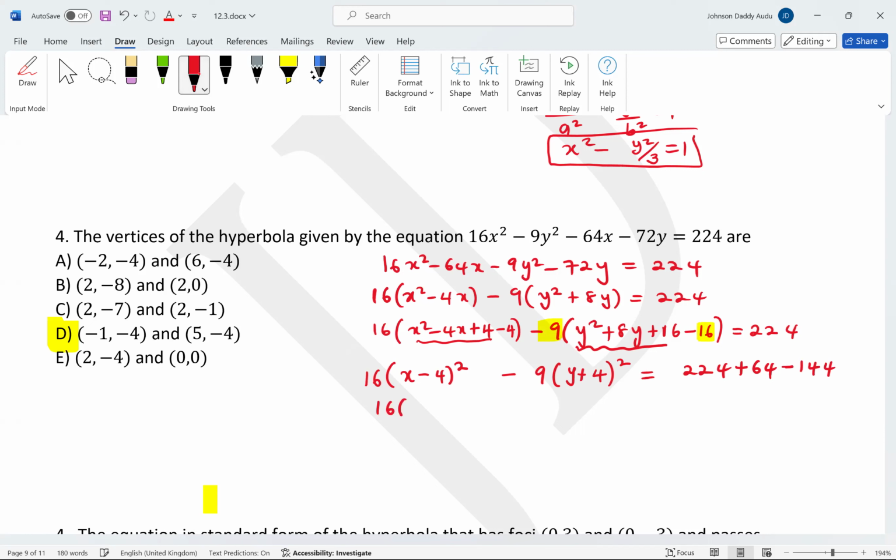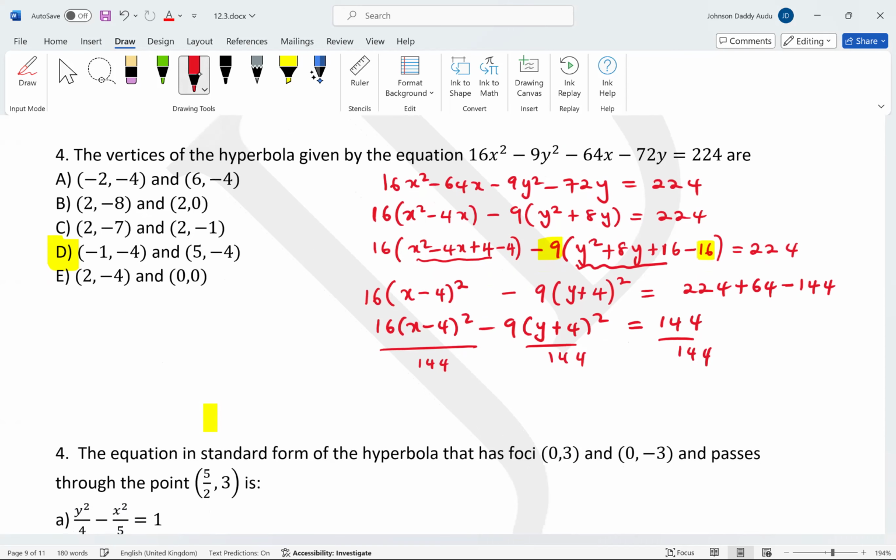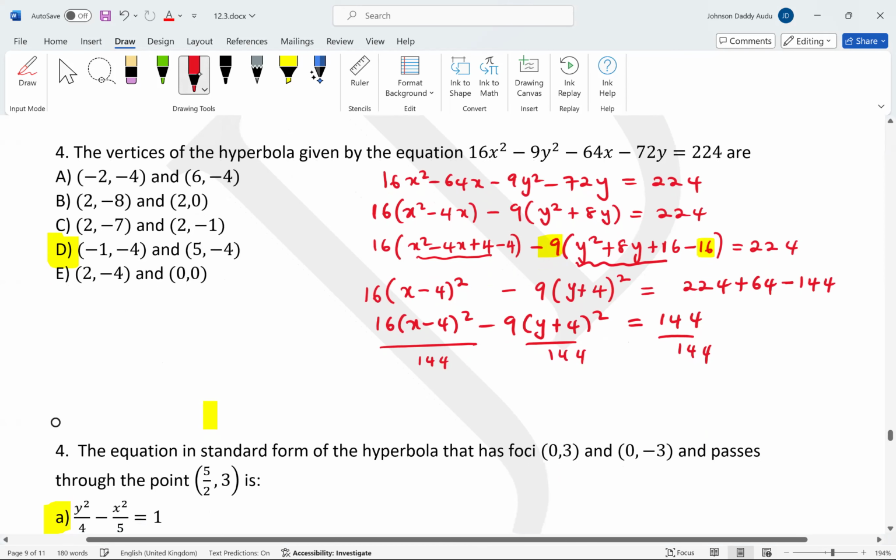All right, now we have this side. So this is just 16 times x minus 4 squared minus 9 times y plus 4 squared. It's equal to, here now you have 224. You add plus 64, which is 288, right? Then now you have to subtract 144. You're back to 144, right? So we can divide both sides now by 144.